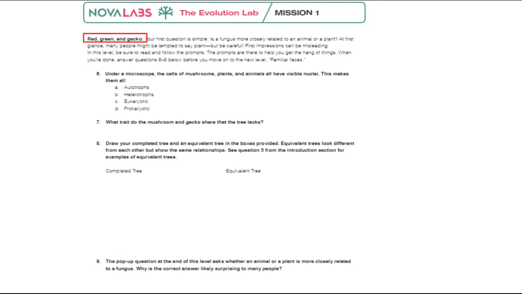Under a microscope, the cells of mushrooms, plants, and animals all have visible nuclei. What trait do the mushrooms and geckos share that the tree lacks? They're both heterotrophs.